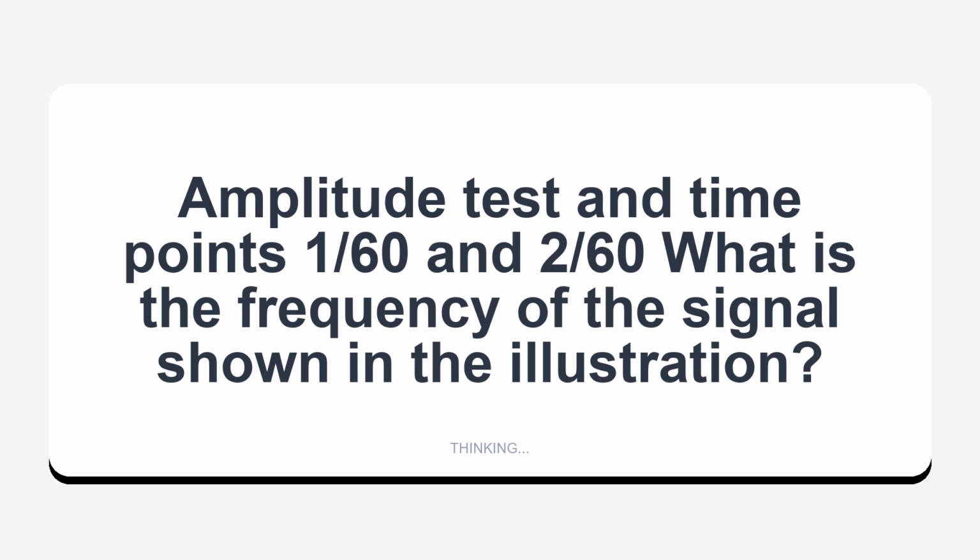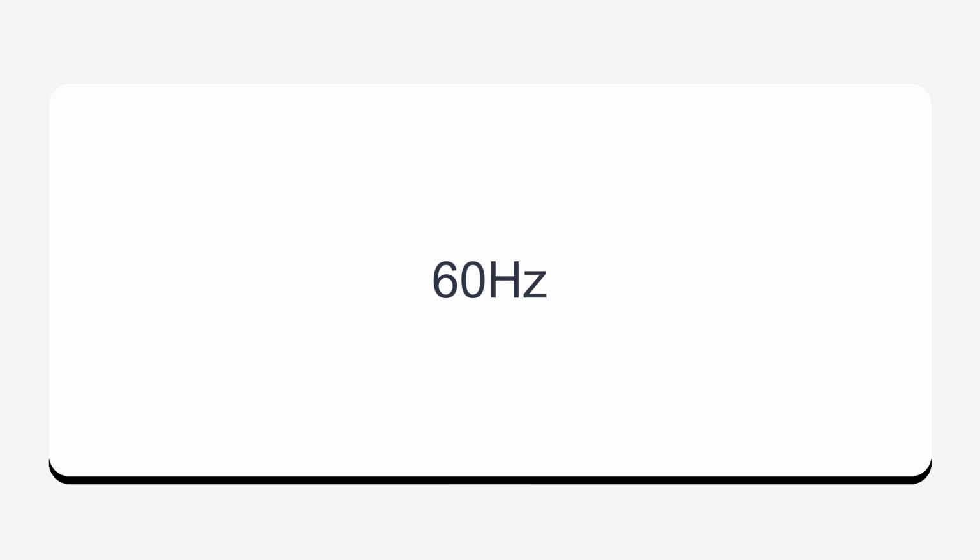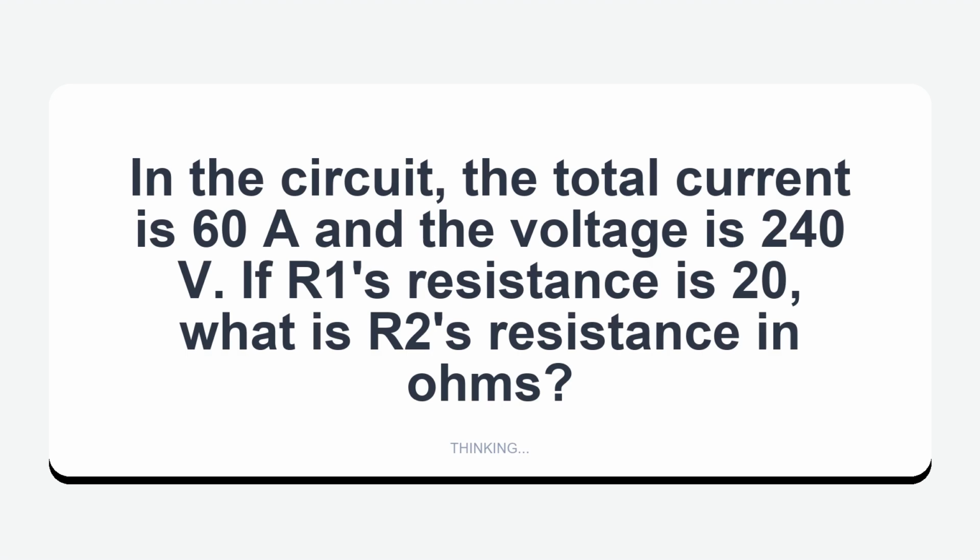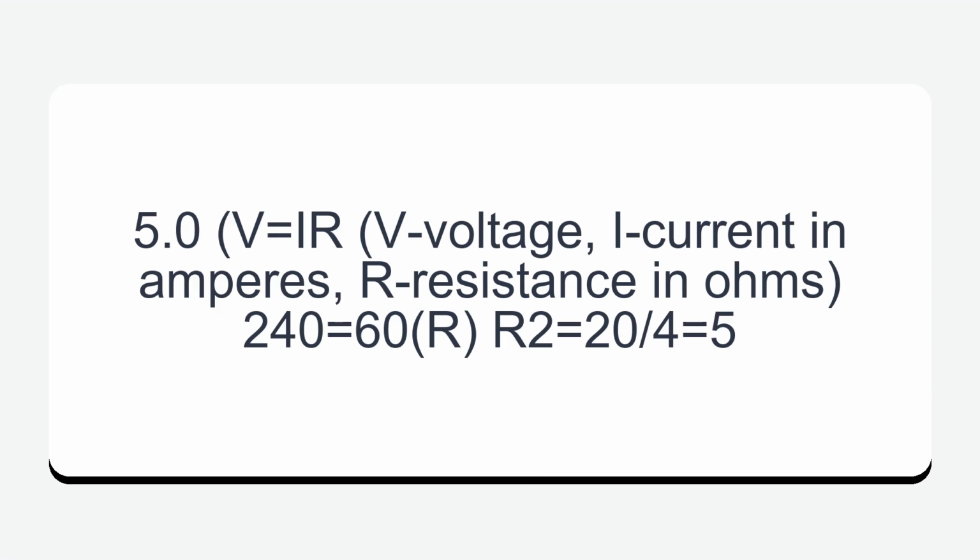Amplitude and time points at 1/60th and 2/60th. What is the frequency of the signal shown in the illustration? 60 Hz. In the circuit, the total current is 60 A and the voltage is 240 V. If R1's resistance is 20, what is R2's resistance in ohms? 5. V equals IR, where V is voltage, I is current in amperes, and R is resistance in ohms. 240 equals 60 times R, so R2 equals 20/4, which equals 5.